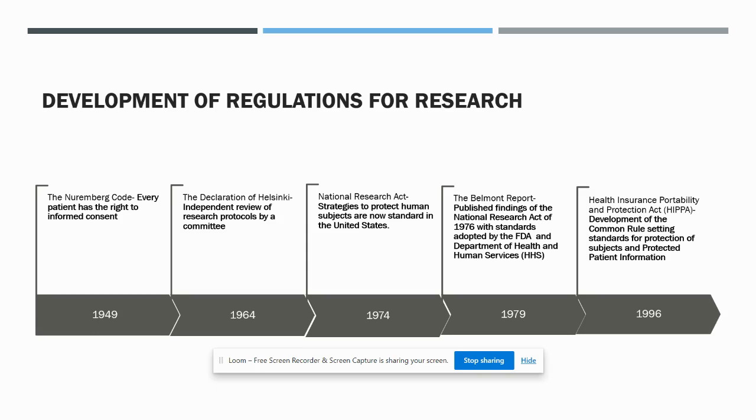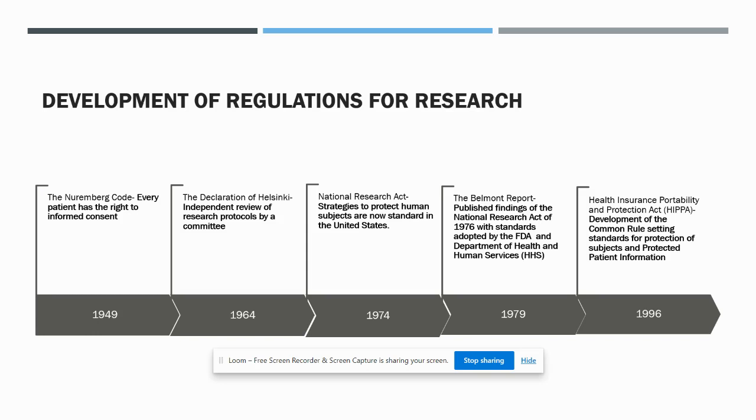So the Belmont Report, in 1979, and this has a lot of applicability, particularly in regards to drug trials and particularly clinical trials conducted and approved by the FDA. So the Belmont Report published findings of the National Research Act of 1976. And ultimately, it was out of this report that the FDA and the Department of Health and Human Services adopted their standards, not only for research studies, but also for the implementation of research in regards to drugs, various medical treatments that needed FDA clearance, and so on and so forth.